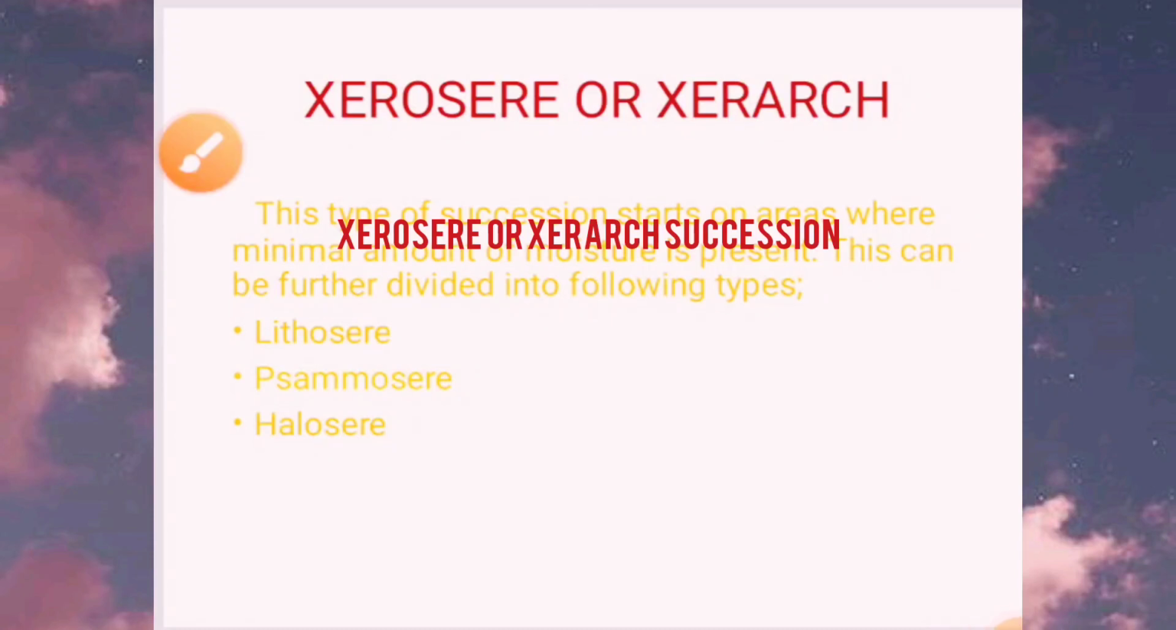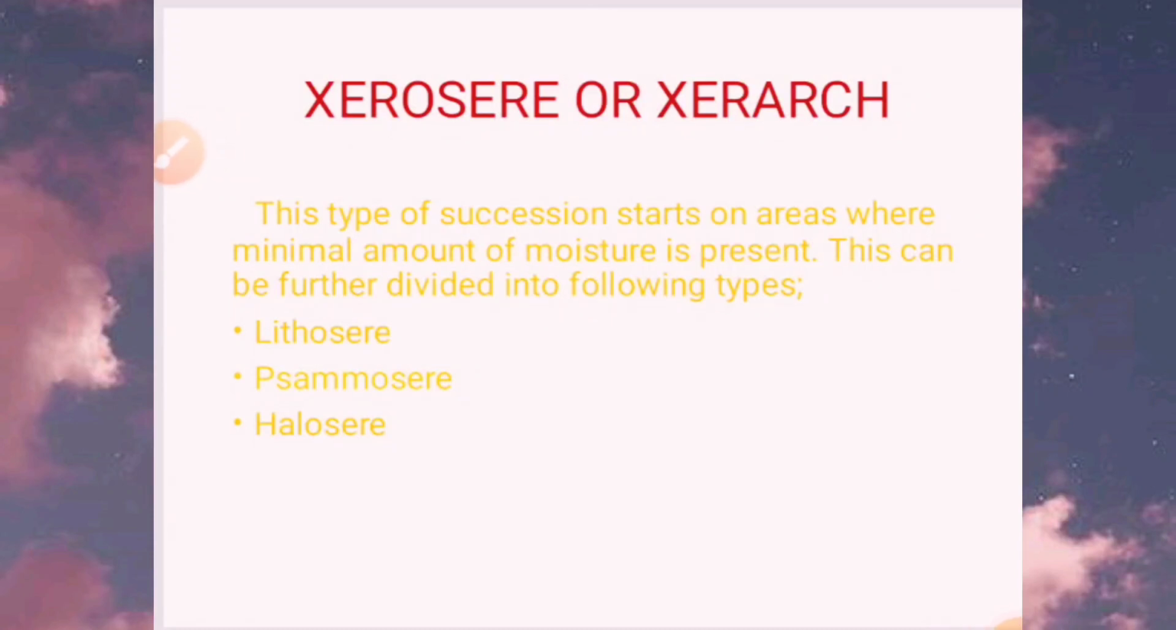Today our topic is Xerosere or Xerarch succession. This Xerarch succession starts on soils where the moisture content is very low. So we can say it starts in desert areas, or on rocks where moisture content is very low. If the succession starts on rocks, we call it lithosere.